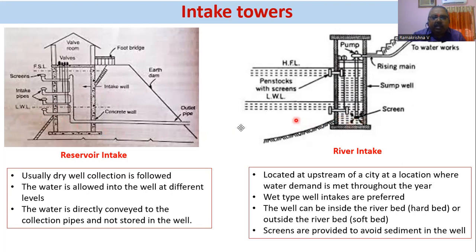And now this is a river intake. River intake is also the same thing. So we have both the options here. You can see in this case, this is a wet well. The bottommost intake pipe is below the lower water level, and the uppermost is below the high flood level, so that water is allowed inside the intake tower, and water is collected inside here.